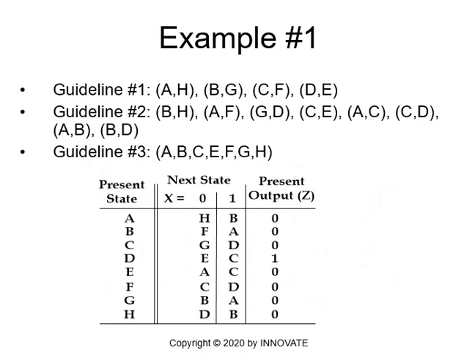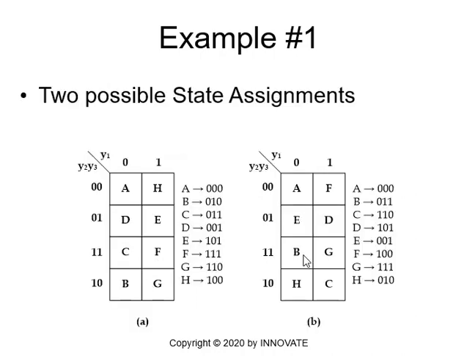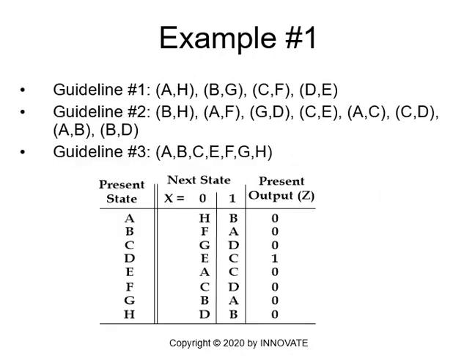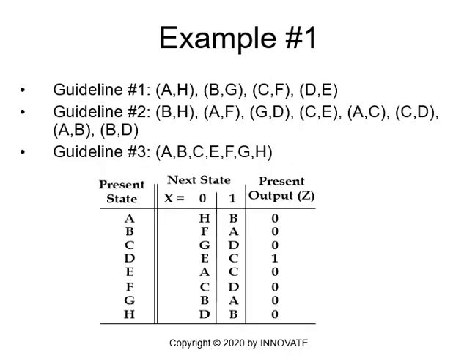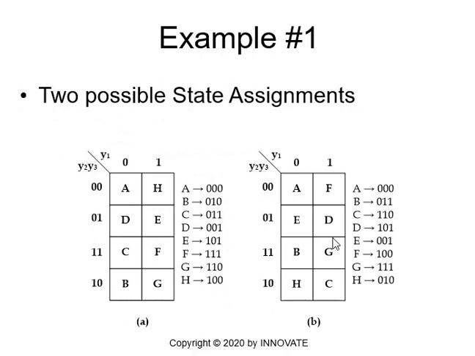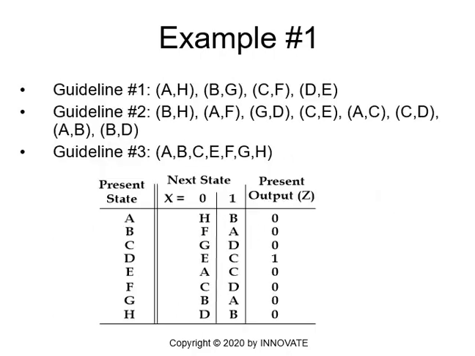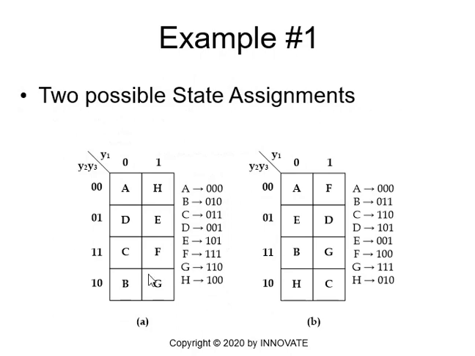Let's look at guideline number 2. B and H, they are adjacent. And A and F, they are adjacent, since F is in this cell. Now G and D, they are adjacent. See? So we did much better. We met B and H, A and F, G and D, and C and E. Did we meet C and E? No, it's far away. We don't have any adjacency between C and E.